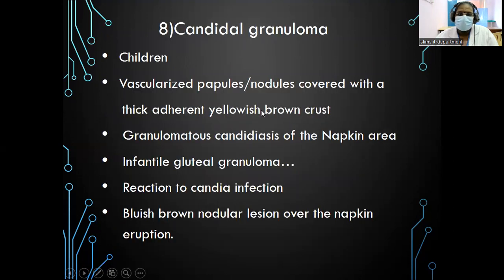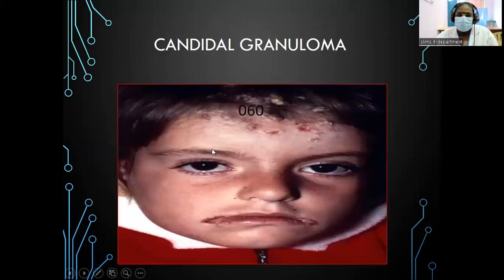Another clinical type is Candidial granuloma. It is usually seen in children, characterized clinically by vascularized papules or nodules covered with a thick adherent yellowish brown crust. This is granulomatous candidiasis of the napkin area. This is the Candidial granuloma.